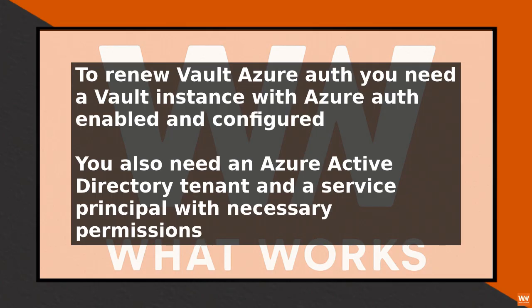The first step in renewing Vault Azure Auth is to log into your Vault instance using an existing authentication method. This can be done using the Vault command line interface or the Vault web interface. Once logged in, navigate to the Azure Auth configuration page and click on the Renew button.